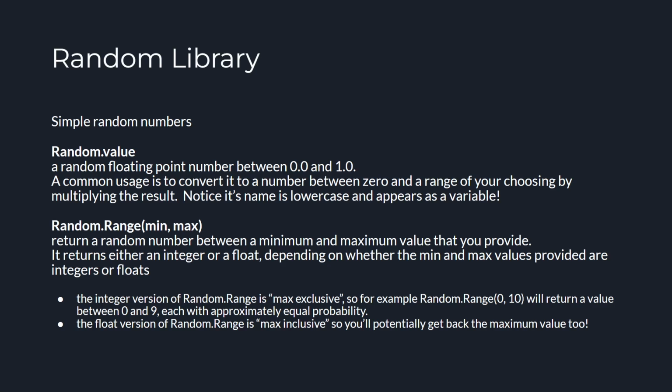And this one is extra special and worth knowing some specifics about it here, because the integer version of random range has a property that it is max exclusive. Max exclusive. That means that the maximum value here that you provide, it will never give you back that maximum value. It'll only give you up to 1 below that. So in my example here, for example, if I said random range 0 to 10, it will actually give me back 0 through 9. It won't give me 10.